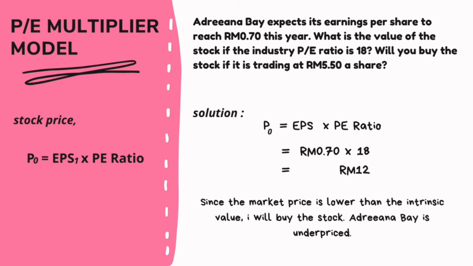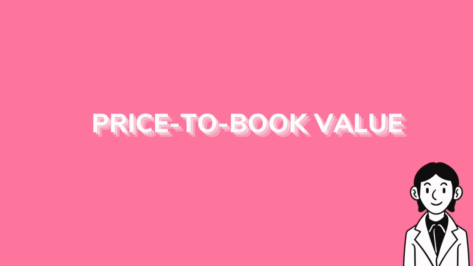Let's solve this question. Adriana Bay expects its earnings per share to reach 70 cents this year. What is the value of the stock if the industry PE ratio is 18? Will you buy the stock if it is trading at 5 ringgit 50 cents a share? So the stock price is EPS multiplied by PE ratio, which means 70 cents multiplied by 18. We get 12 ringgit. And since the market price is lower than the intrinsic value, I will buy the stock. Adriana Bay is underpriced. And last but not least, we will learn how to calculate the price to book value.